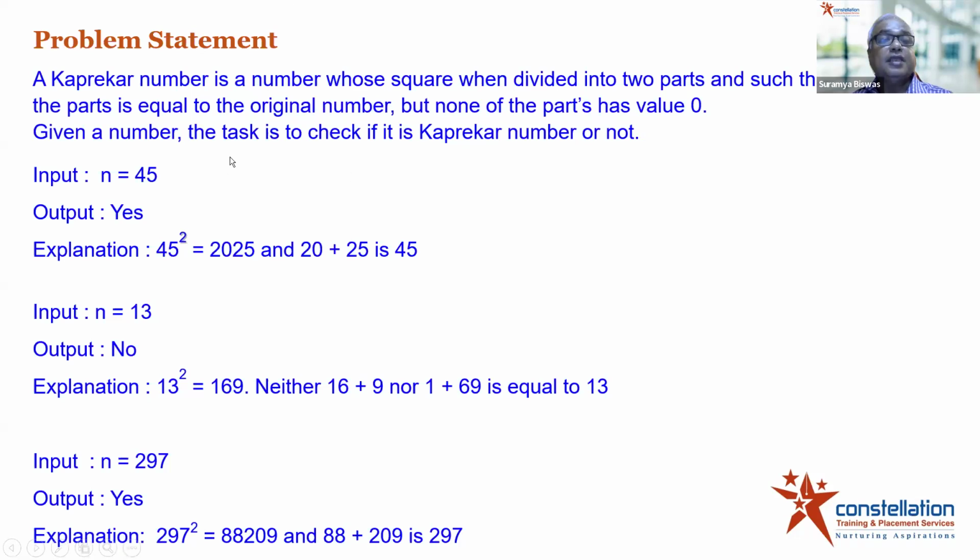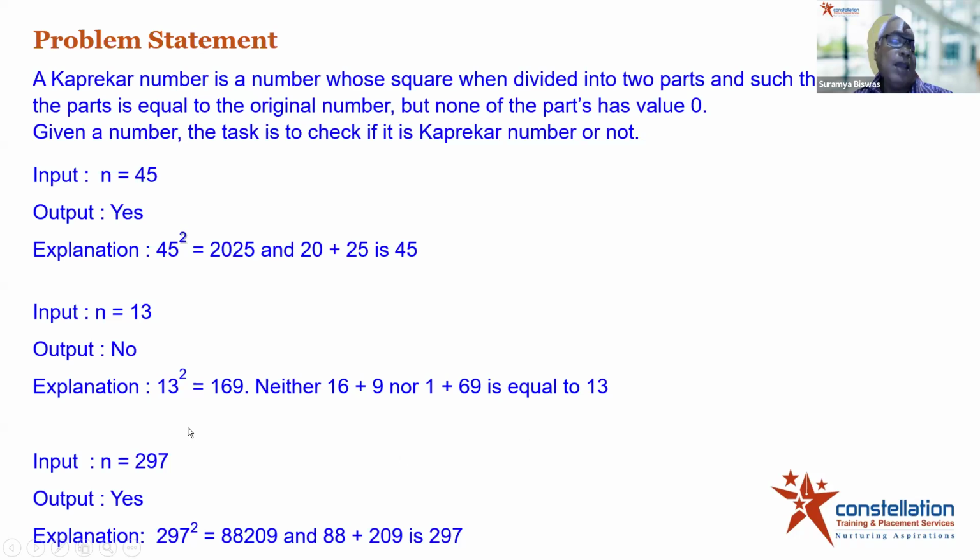So here the explanation is like that. Suppose n is the input. Here it is 45. 45 square is 2025. If we divide it, 20 plus 25 comes to 45. Another input, 13. It is not a Kaprekar number. Why? Because 13 square is 169, and neither 16 plus 9 nor 1 plus 69 is equal to 13.